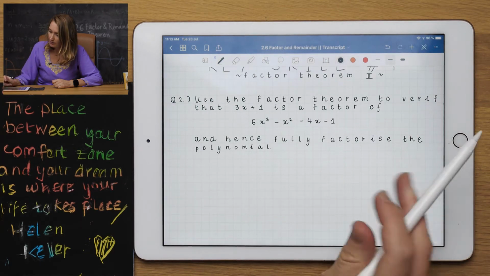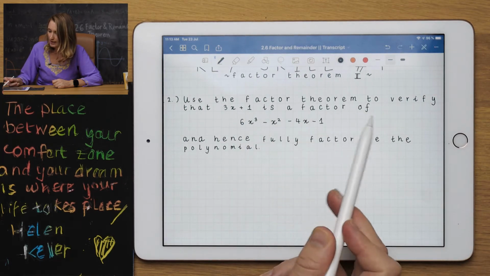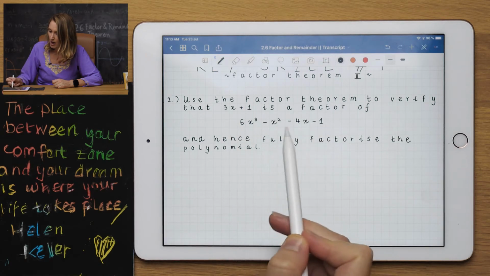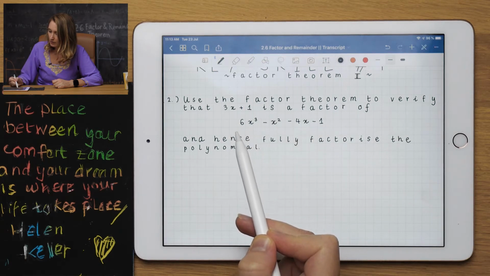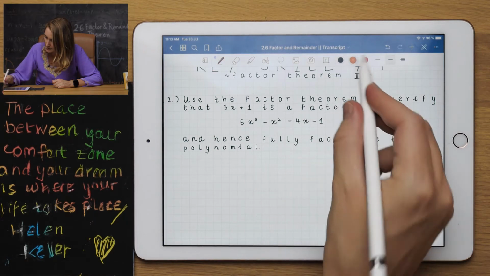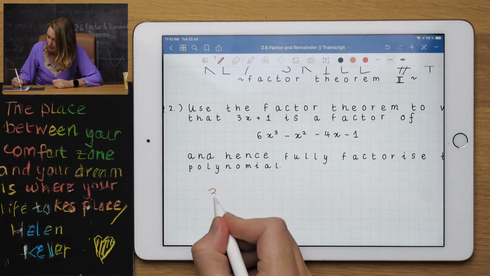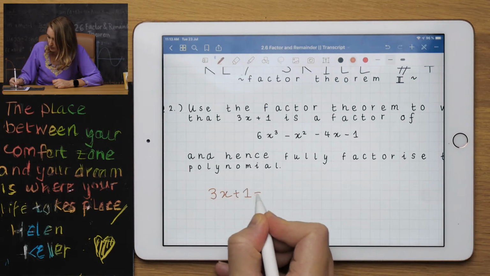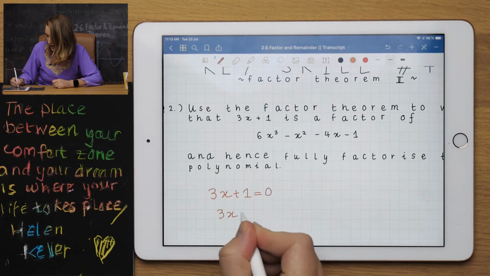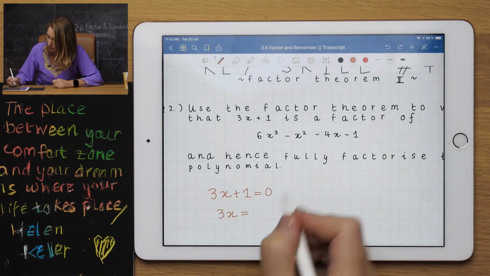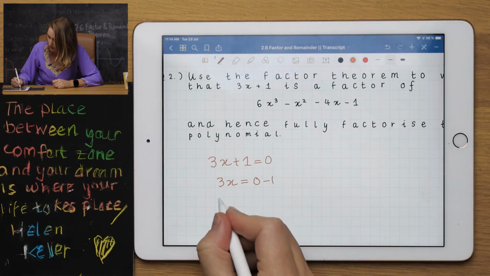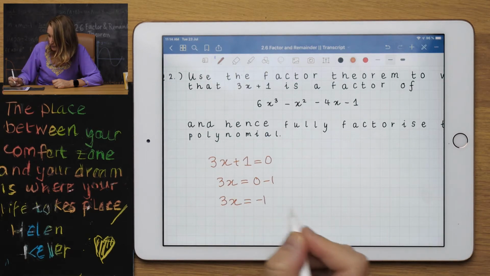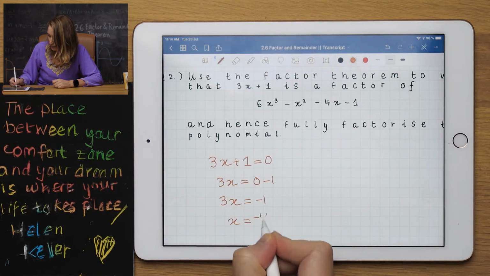Okay, use the factor theorem to verify that 3x plus 1 is a factor of this cubic equation. So again, we're going to start in the same way. We're going to say 3x plus 1 is equal to 0. 3x is equal to minus 1, because we'd have 0 minus 1. 3x is equal to minus 1. x is equal to minus a third.